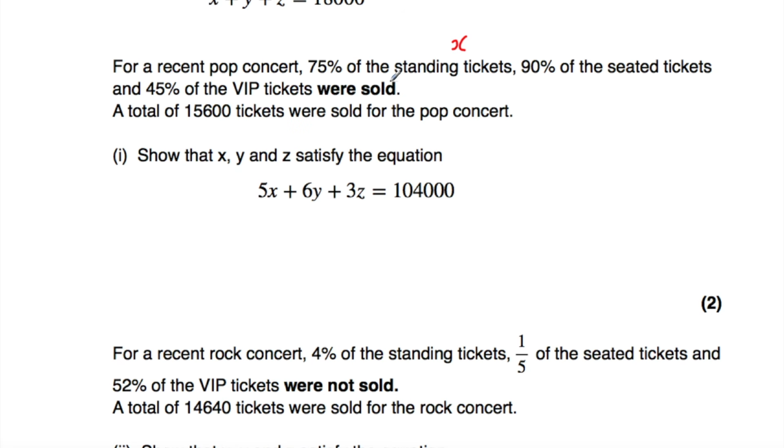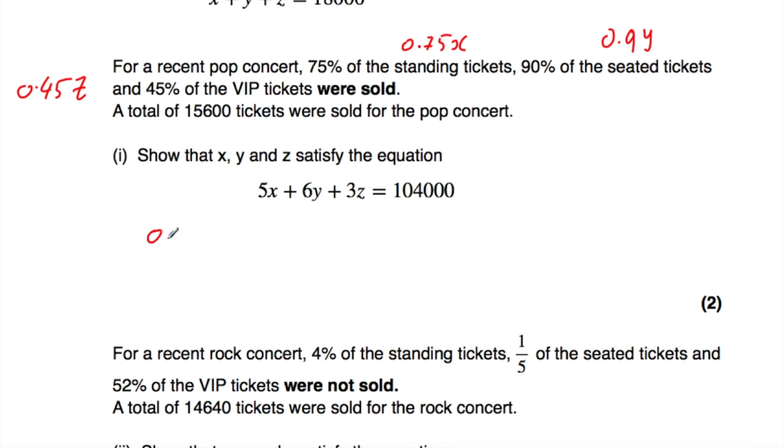And to find 3/4 of a number, you can multiply by 3/4, or I'm actually just going to write it as 0.75, because 0.75 times x is 75% of x. Okay, next, 90% of the seated tickets, well, there's y seated tickets, and 90% of them are sold. So if you think of your multipliers, if you multiply something by 0.9, that tells us 90% of it. And then 45% of the VIP tickets, that's going to be 0.45z, because if you multiply z by 0.45, you work out 45% of it.